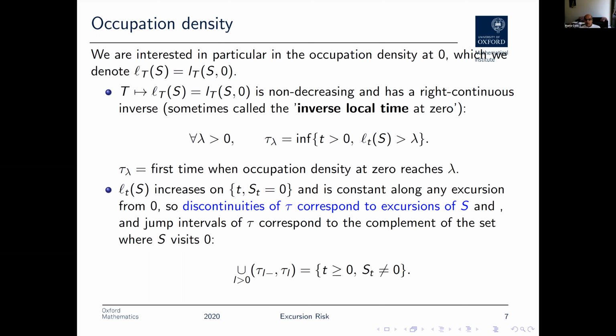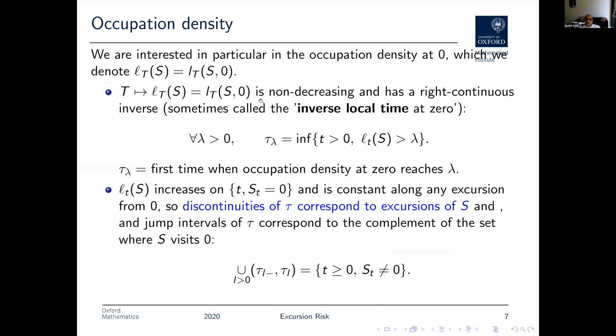So now, up to now, I fixed t. I looked at how much time the signal spends at 0, or at some level, on 0 to t. But of course, if you increase t, you're going to spend more time over the interval if the interval is longer. So it's clear from the definition that this occupation density L_t(S) is increasing in t.